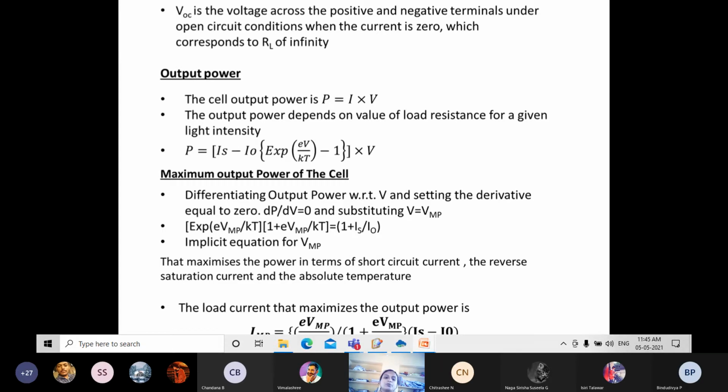And next is the output power. The cell output power is P is equal to I into V. The output power depends on the value of load resistance for a given light intensity. They are saying that the output power depends on the load resistance for a given light intensity.